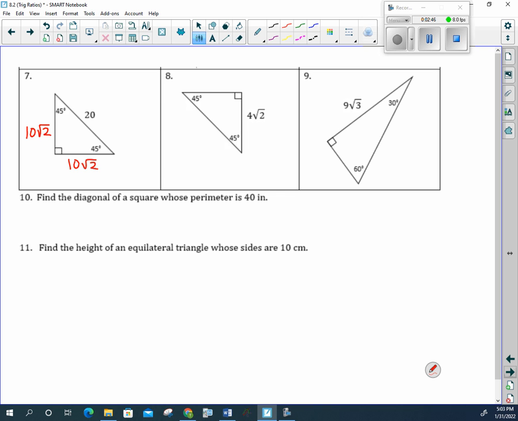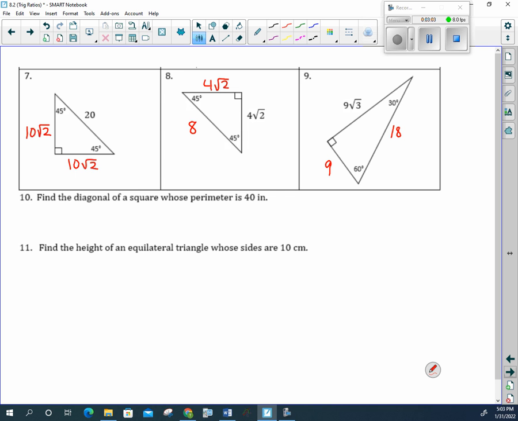I know the legs, so 4 square root of 2, I'm going to multiply by square root of 2 to get to the hypotenuse, so that's going to be 8. And then here's a 30, 60, 90, and so I'm going to divide by the square root of 3 to get to the short side, and then I'm going to multiply that by 2 to get to the hypotenuse.